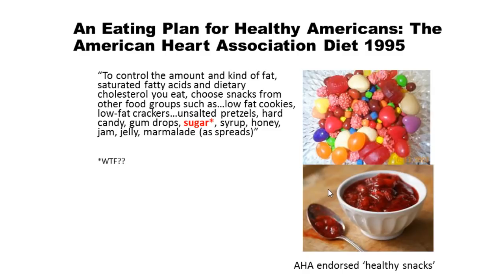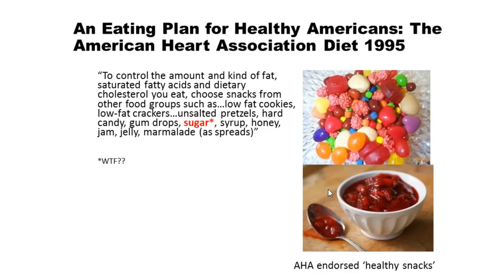And it got to the point in the 80s and 90s, when this whole fat phobia came on, that you'd have things like the American Heart Association diet, an eating plan for healthy Americans, 1995. It says to control the amount and kind of fat, saturated fatty acids, and dietary cholesterol you eat, choose snacks from other food groups such as low-fat cookies, low-fat crackers. Like, these are good for you. That's what they're saying, right? Eat snacks like cookies, unsalted pretzels, hard candy, gumdrops, sugar.